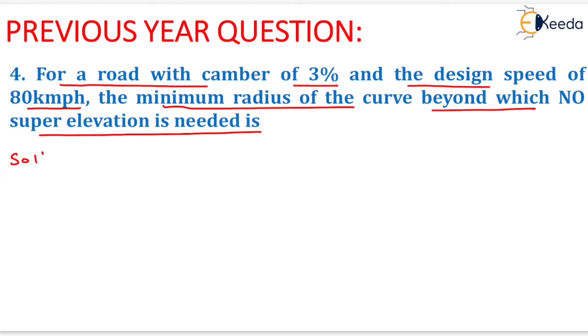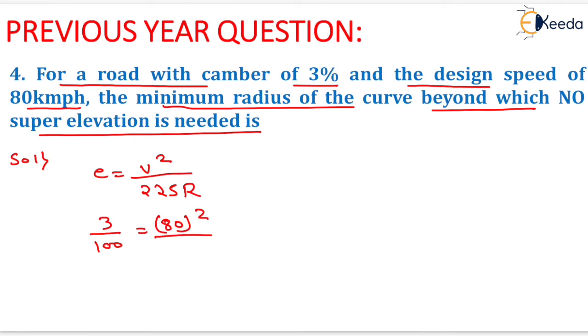So we know the formula: e equals V square upon 225R. Now e will be taken as the minimum super elevation, which will be equal to the camber of the road, so it will be equal to 3 by 100, and the value of V is given as 80 km per hour, so we will put here 80 square divided by 225R.